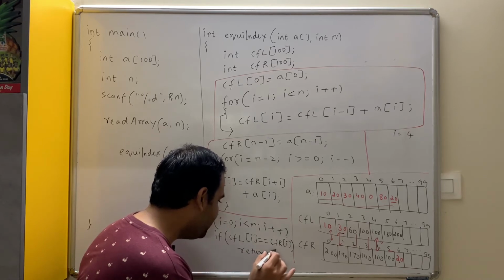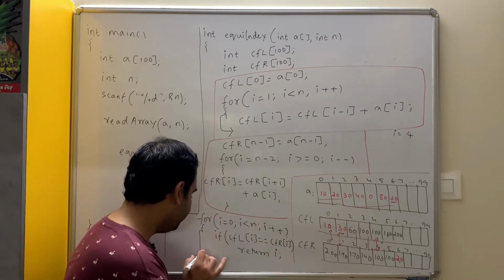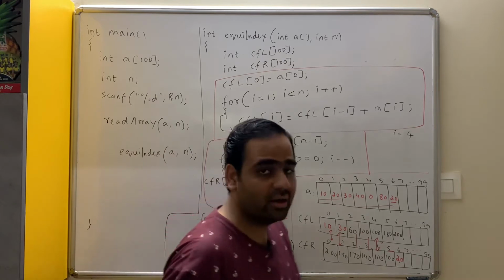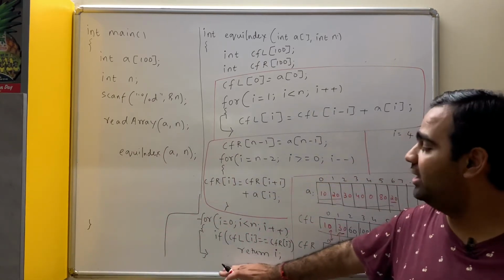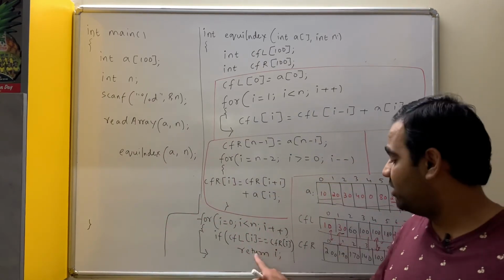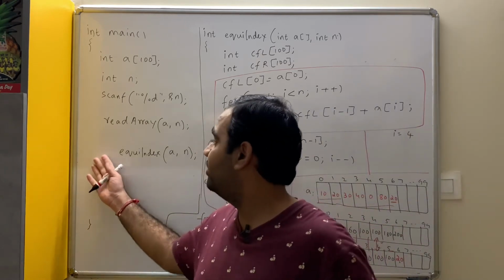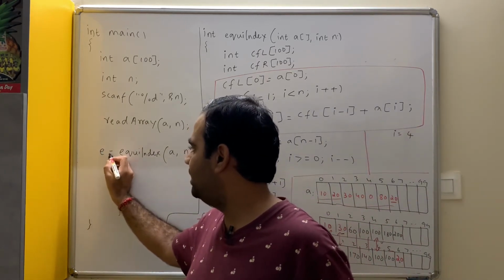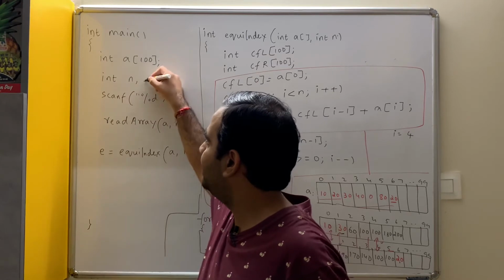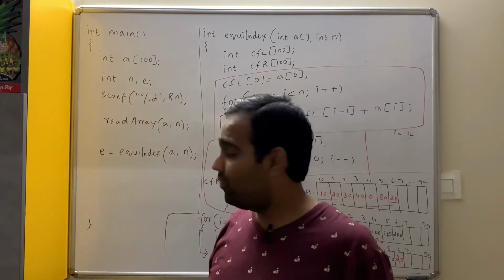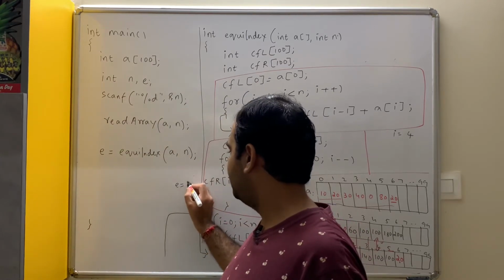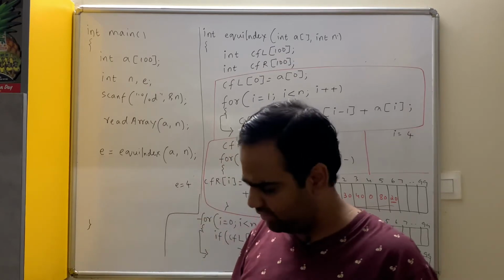Hence, what do I write over here? Return I. Still, the function of equi-index is not yet completed. Now, what is the value of I? 4. Now, it becomes essential for me to store it in some variable, and let me store it in some variable called as E. Now, what is the value of E? The value of E is 4.